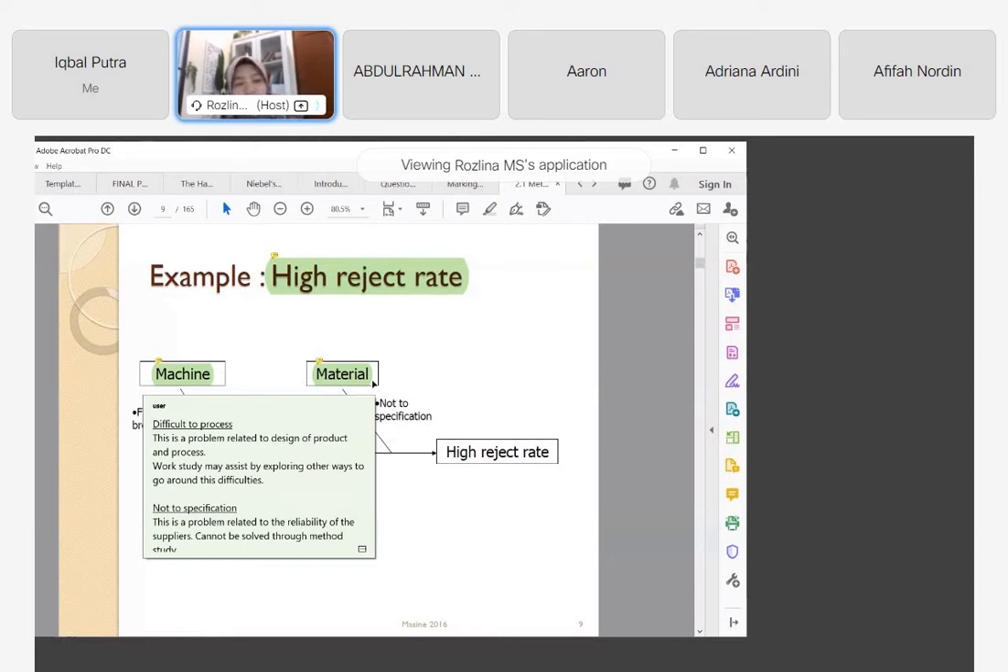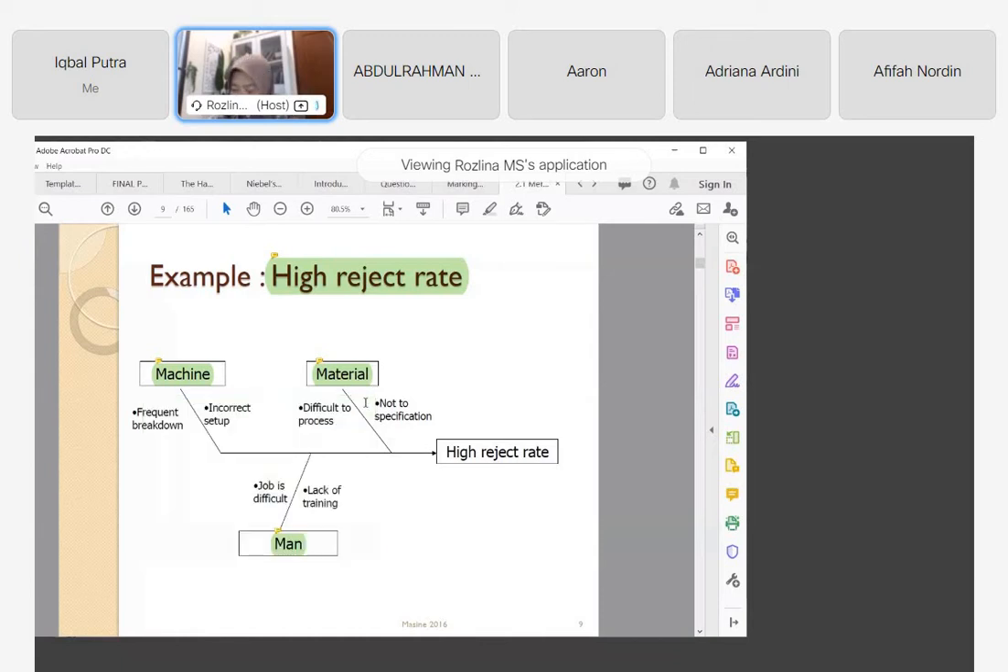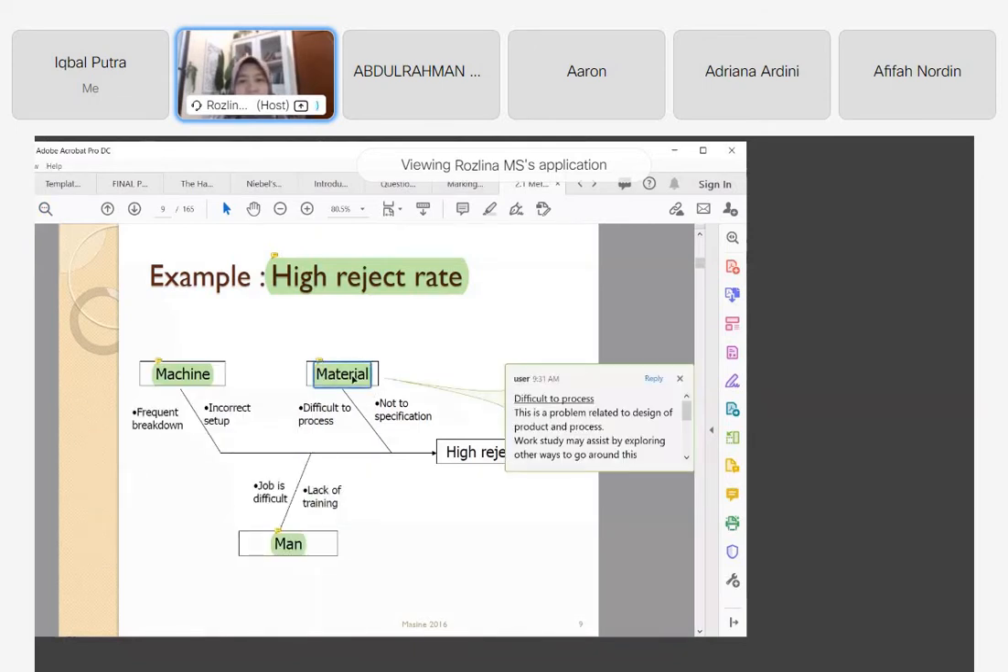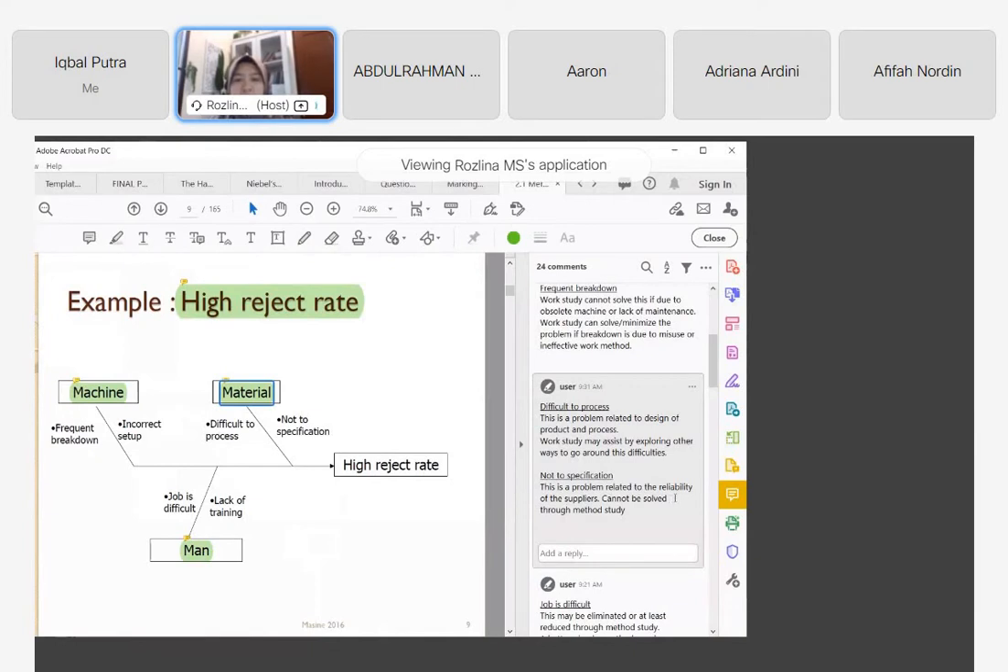You will study the process. Or if it is not about the process but about the specification, so this is the problem. Related to the reliability of the suppliers and cannot be solved through the method study. And for the specification, we cannot use work study to modify the procedure.